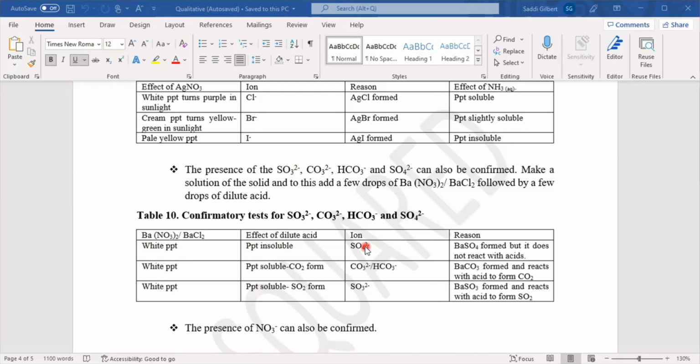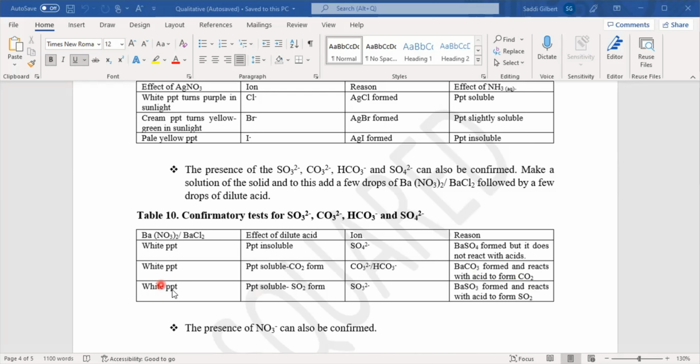See, it is insoluble for the sulfate ion. And that's the reason barium sulfate forms, but it does not react with acid. White precipitate again. Precipitate soluble, carbon dioxide formed. That means that you have a carbonate or hydrogen carbonate. Barium carbonate formed and reacts with acid to form carbon dioxide.